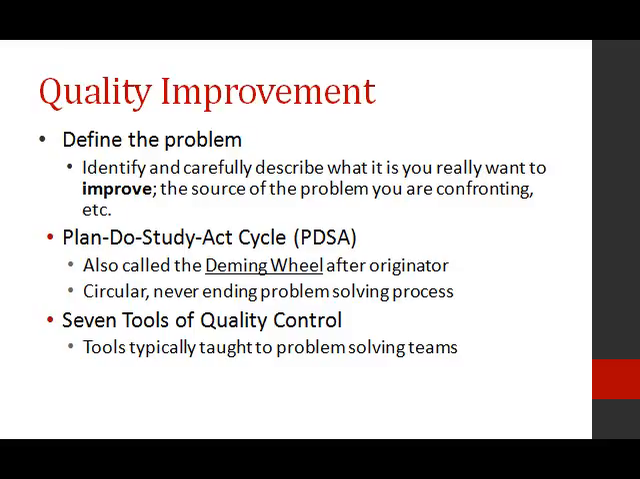So how does the rapid cycle quality improvement process work? First, define the problem. Identify and carefully describe what it is that you really want to improve, such as the source of the problem you are confronting. The cycle involves plan, do, study, act, so-called the Deming wheel. It is circular and a never-ending problem-solving process. And the 7 tools for quality control. These are tools typically taught.